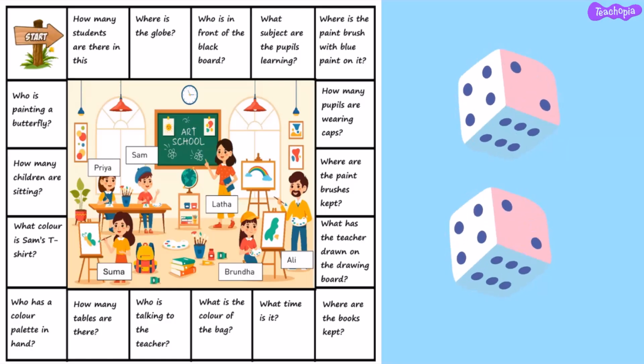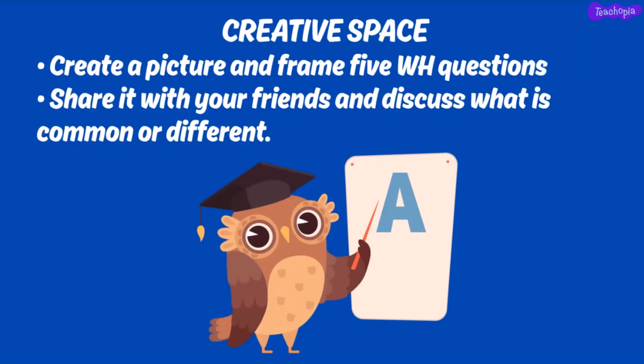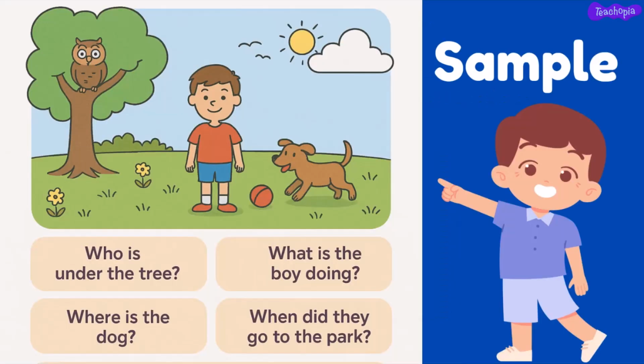Now, coming to the creative space, learners have to create a picture and frame 5 WH questions, which they can share with their friends and discuss what is common or different. So this is a sample. So the picture can be created, and they can ask 5 or 6 questions based on it. Who is under the tree? What is the boy doing? Where is the dog? When did they go to the park? So this is a sample example.